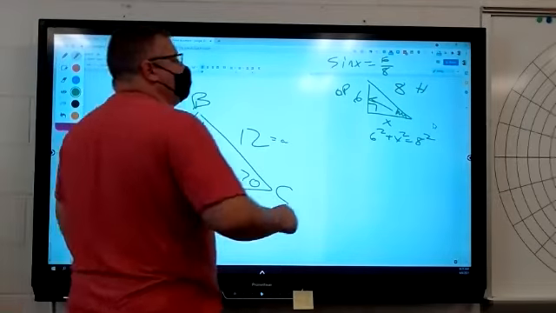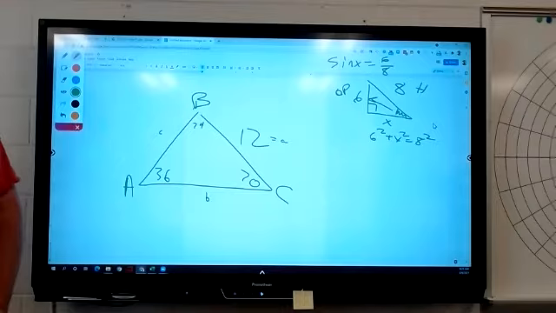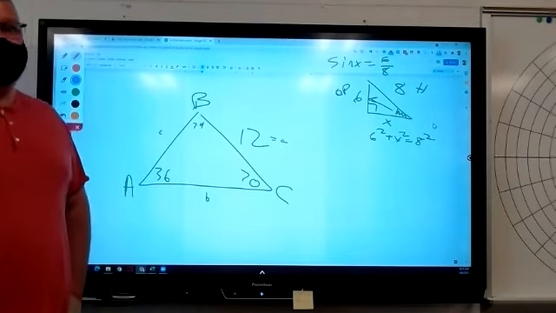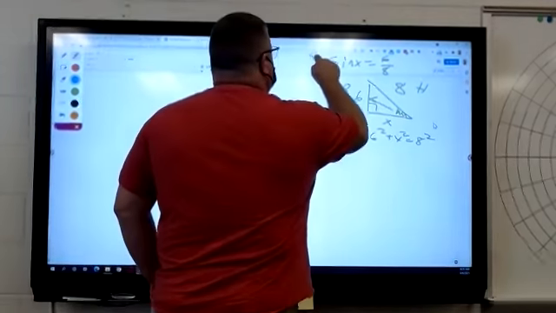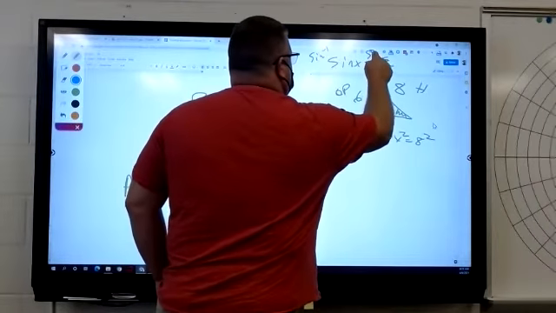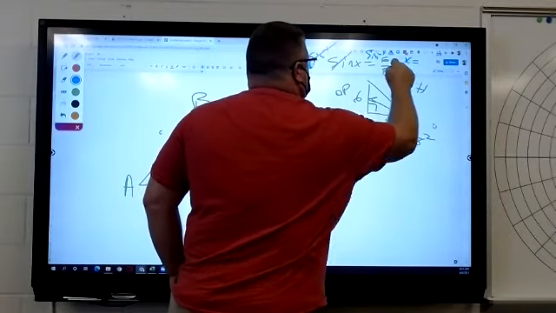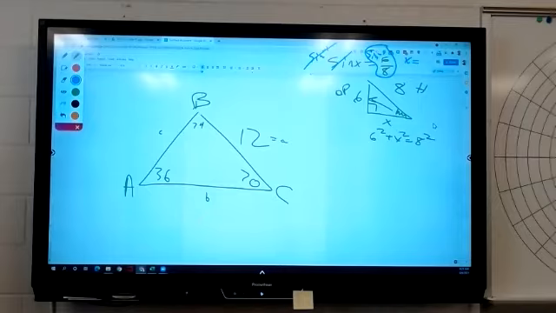And what am I going to do to get x by itself? How do I get rid of the sine? If you say divide by sine, I'm going to send you to the office. It's the inverse. Inverse sine. So x equals sine inverse of 6 over 8. Go.